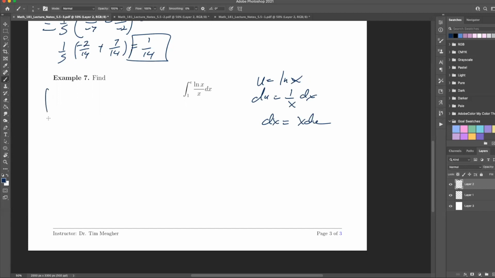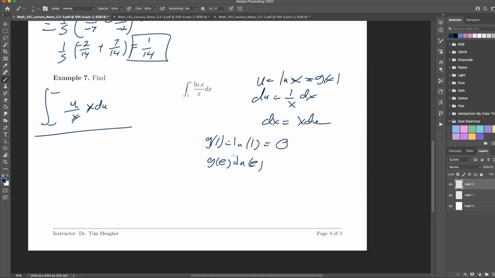All right, so let's go ahead and do that. I'm going to leave these blank again. I'm going to plug in. So my ln of x is my u over x, and then x du. So these x's cancel. I'm left with nothing with an x at this point, and therefore I know I'm good. Once I know I'm good, I'm going to plug in my values. So ln of 1, remember this is equal to g of x. So g of 1 is equal to ln of 1, which is equal to 0. And then g of e equals ln of e. Well, these are inverses of each other, so that's equal to 1. And so here we'll have from 0 to 1.